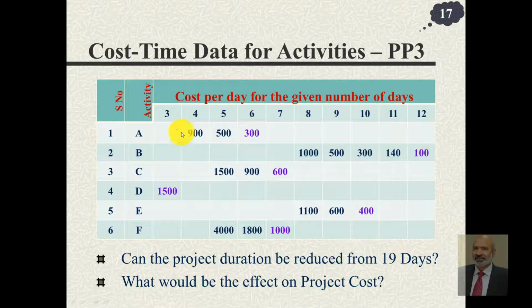And the minimum time for activity A is 4 days, the maximum can be 6. For activity B, it can be done in as low as 8 days or at the most 12 days. C, 7, 6 and 5, 3 possibilities. D doesn't have any possibility. It can only be done in 3 days. No matter how much expense you want to make, you cannot reduce it.